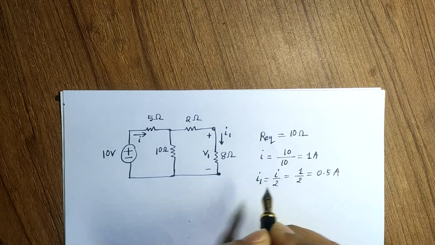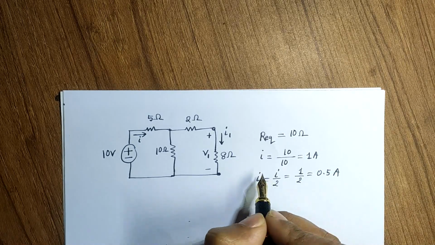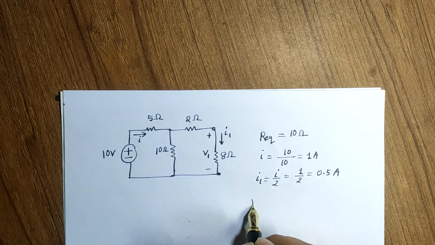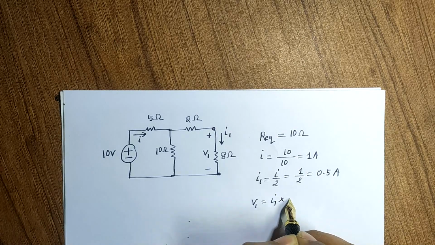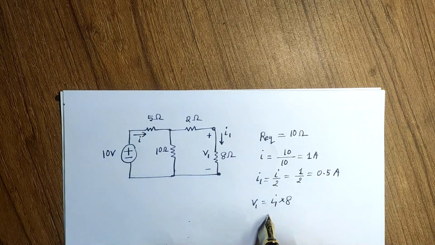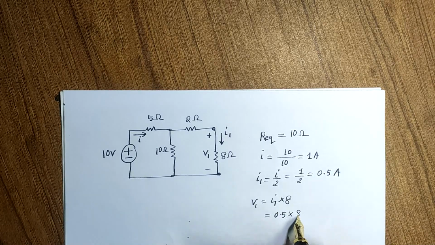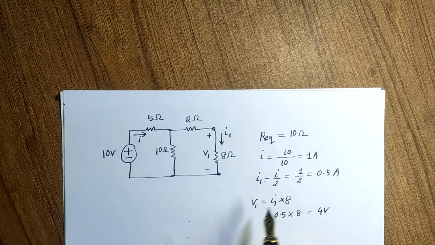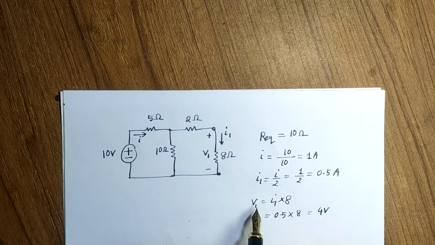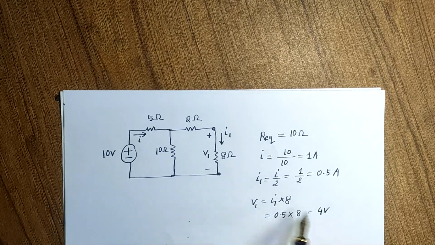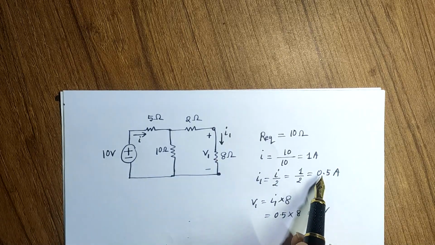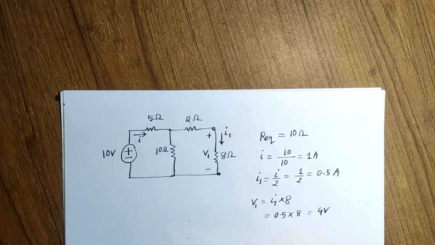So since I now know the value of I1, I can also find the value of V1, because V equals I times R, and the value of resistance is 8 ohm. So V1 is 0.5 times 8 equals 4 volt. So we have found the voltage. The value of the voltage is 4 volt, and we have also found the current, which is 0.5 ampere. So we will keep these values. That means the value of V1 is 4 volt and the value of I1 is 0.5 ampere, because I need these values for proceeding further with the example.